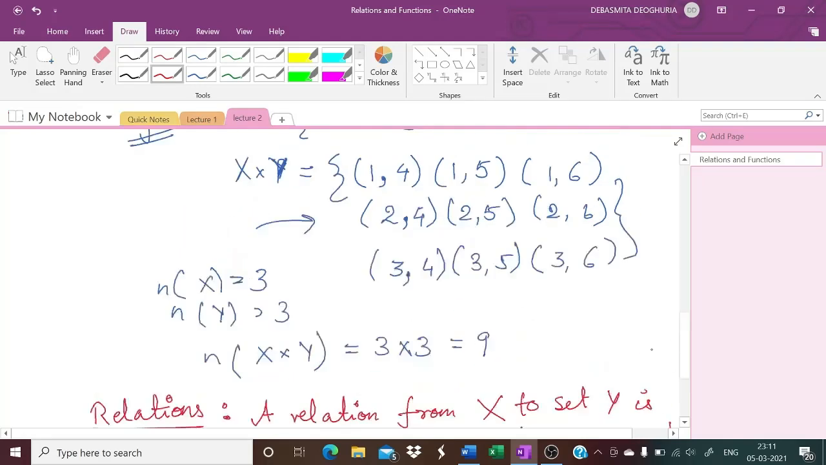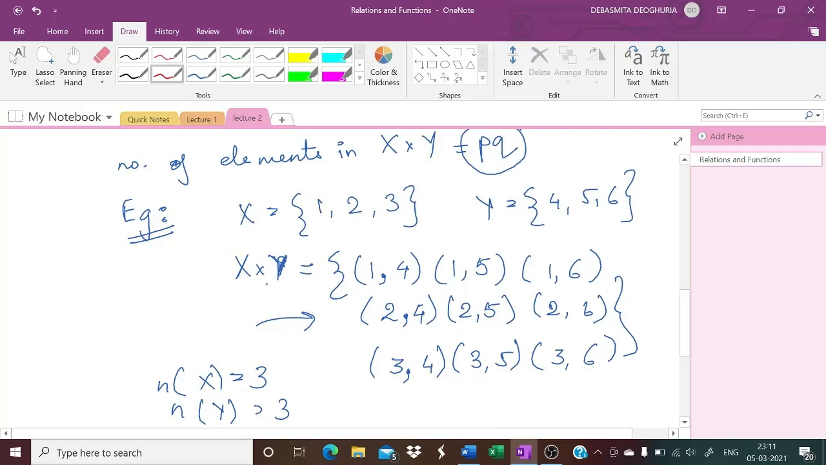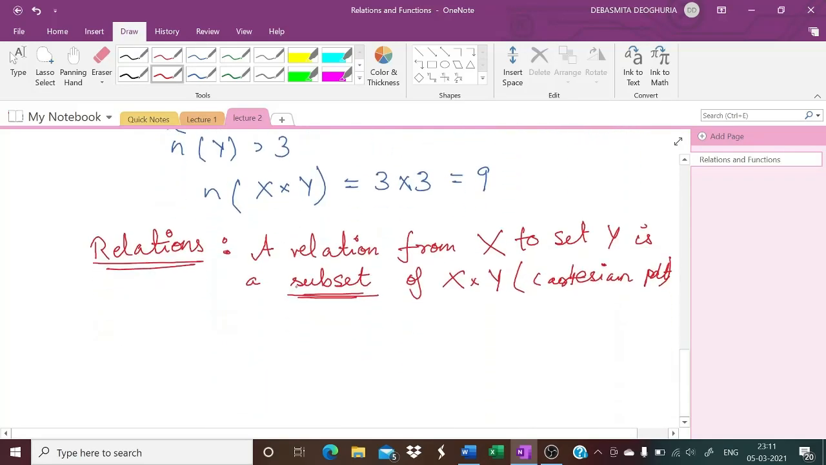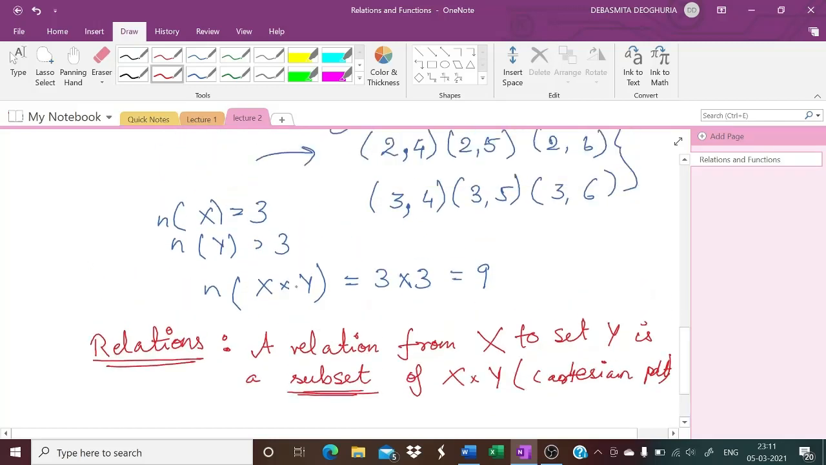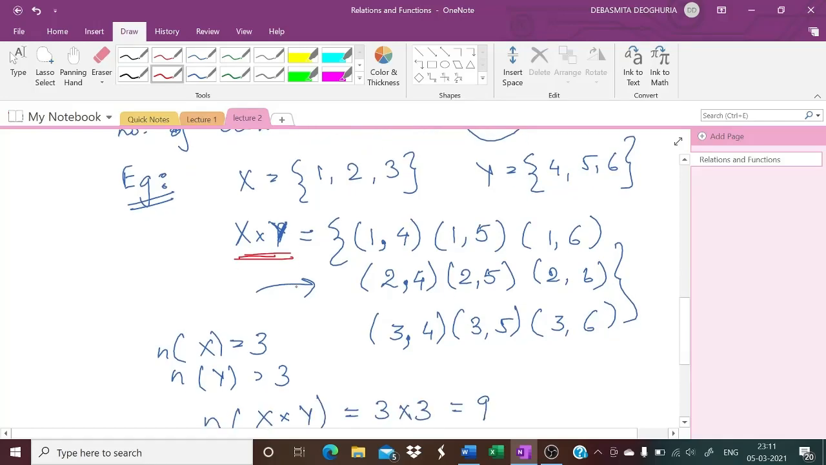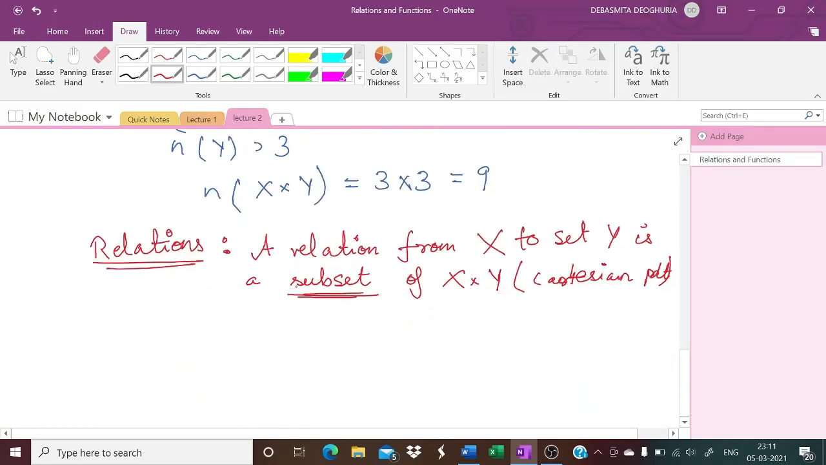The set we get from here is the Cartesian product X cross Y. A relation from set X to set Y would be a subset of the Cartesian product set. There is one criterion, that X and Y are non-empty. If X and Y are empty, then you cannot define a relation.